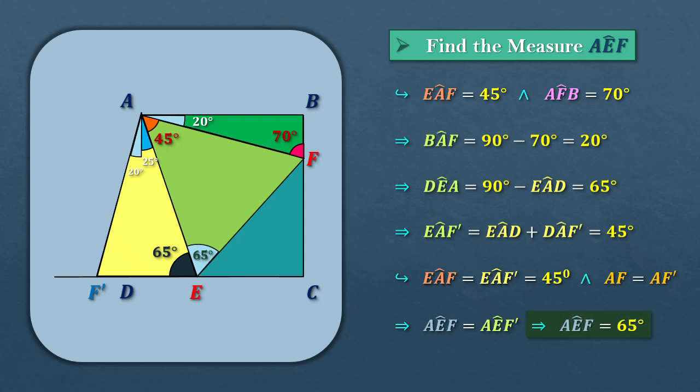Through geometric construction, angle chasing, and triangle identity, we successfully determine that angle AEF measures 65 degrees. A clever extension of one side of the square and the use of mirrored triangles reveal the hidden logic within this elegant configuration.